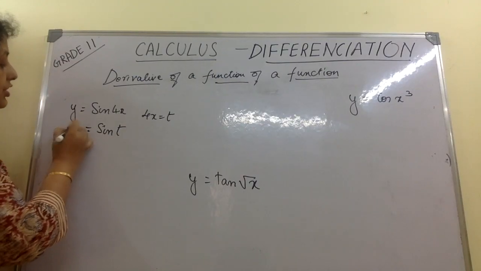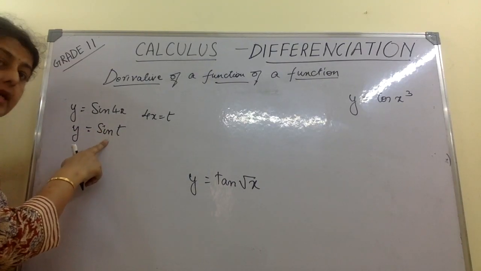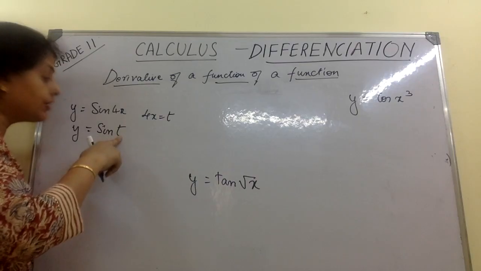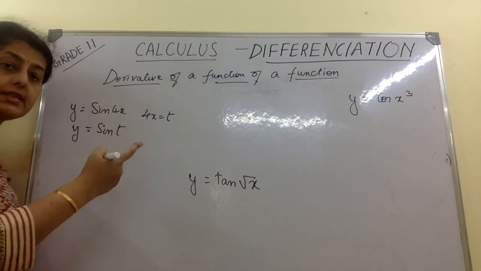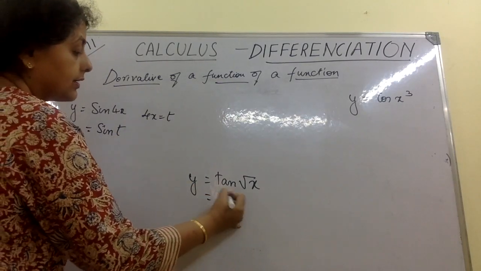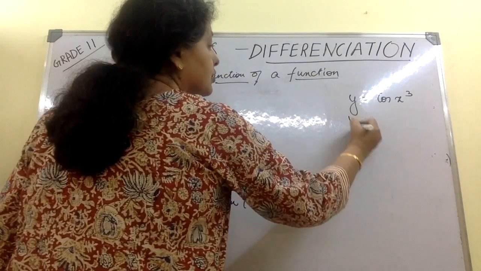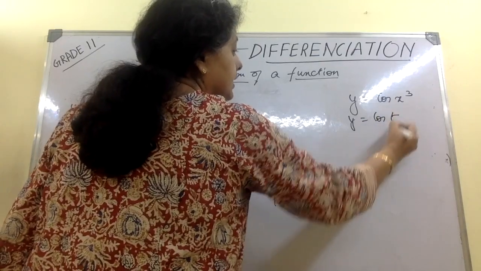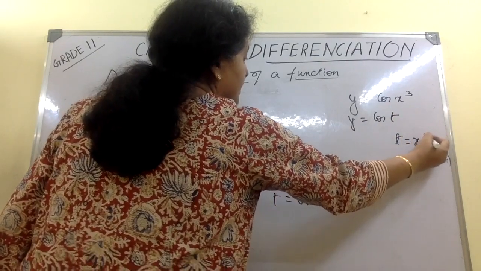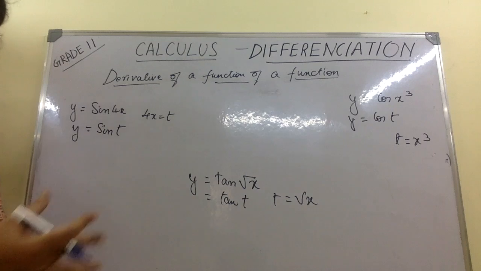So in differentiation, sine itself is a function of another function. That is why this name comes. Here also we will take tan t, and t will be equal to root x. Here also we will take cos t, and t will be equal to x cube. So this is why this name comes.